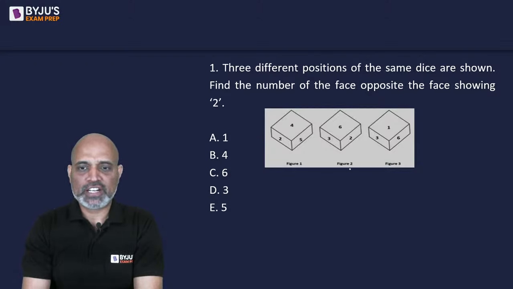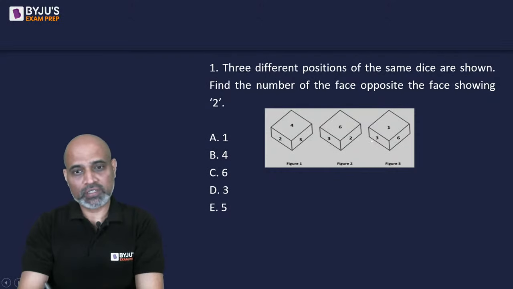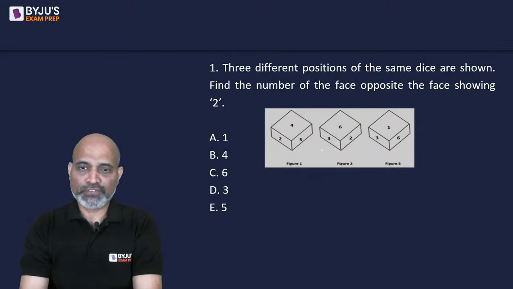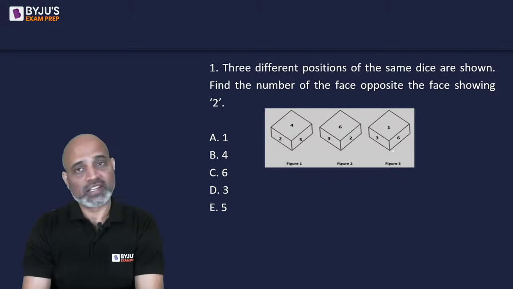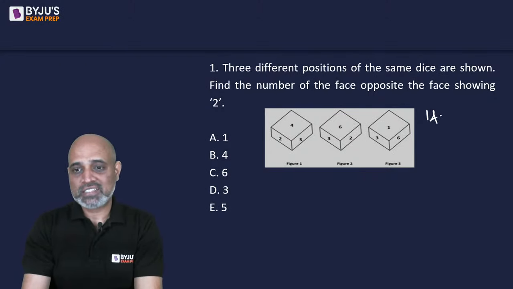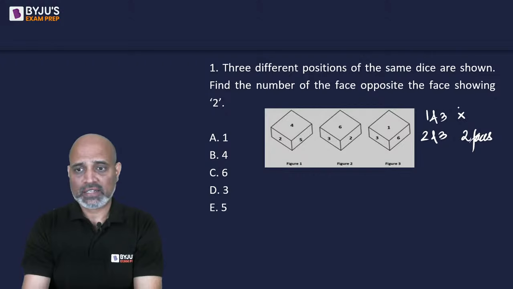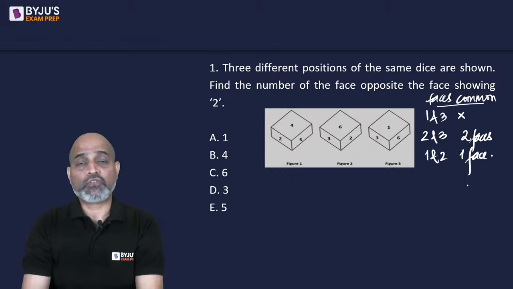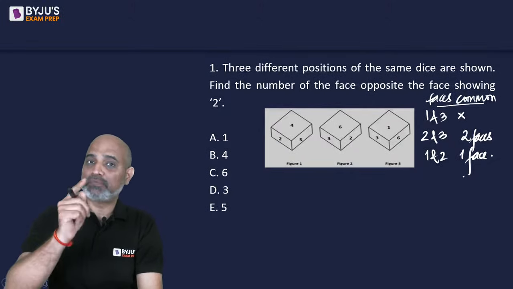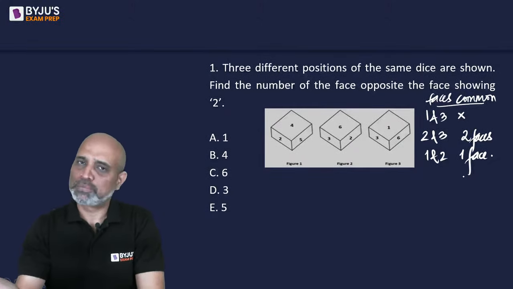If I look at figure number 2 and 3, you will find 3 and 6, 2 numbers common. If you look at the figures first and third, there is nothing common. So first and third will not give you anything. In 2 and 3, there are 2 faces common, right? Let me write down how many faces are common. And in figure 1 and 2, you have got only one face common. So when you have only one face common, that is the smarter approach, and it's a faster approach as well.